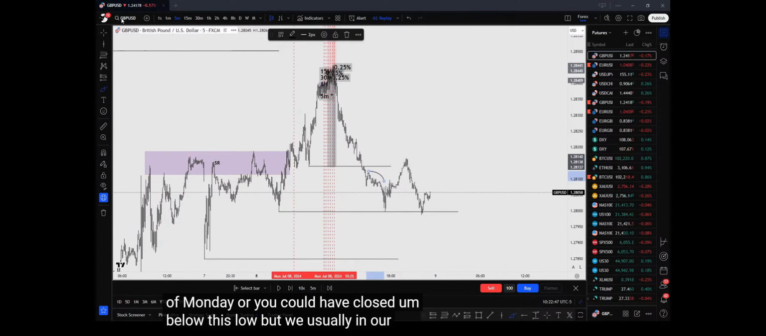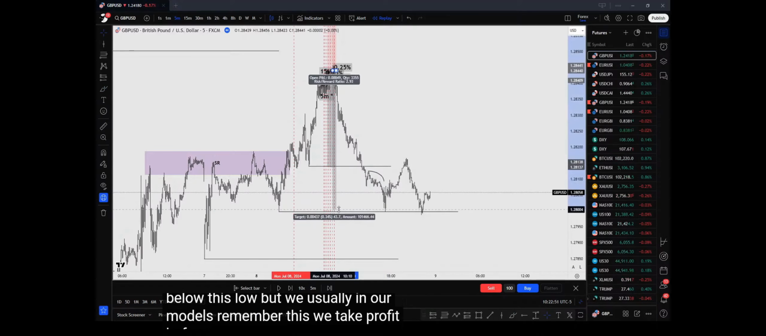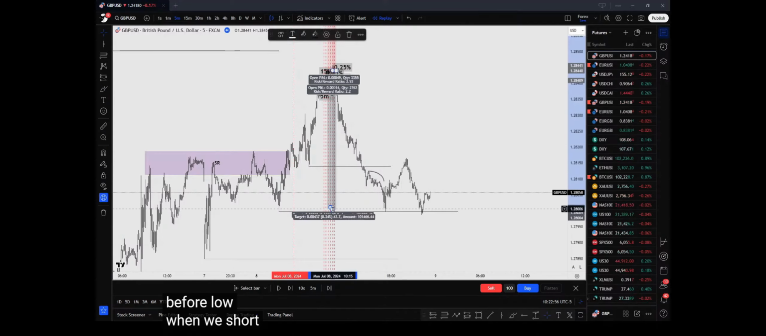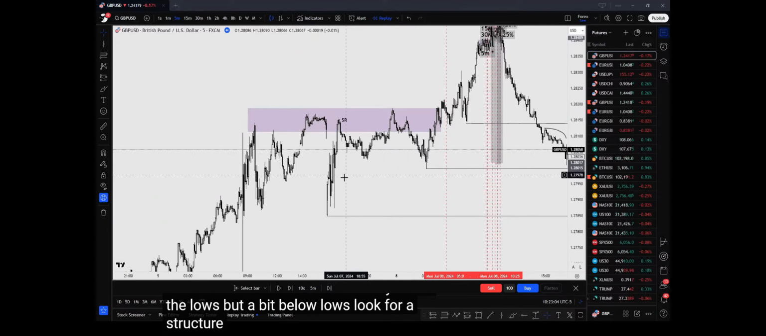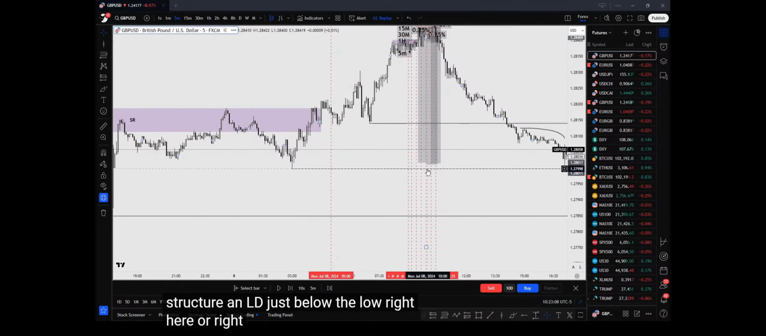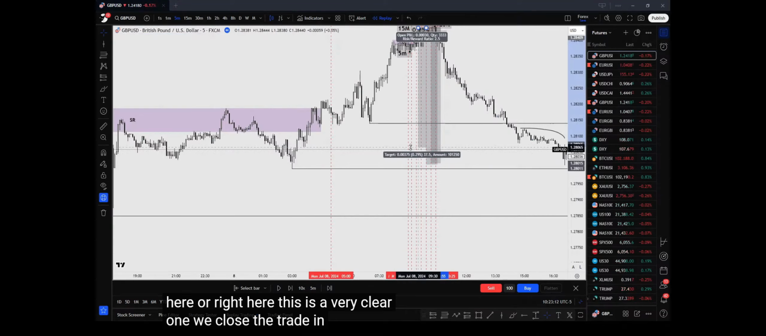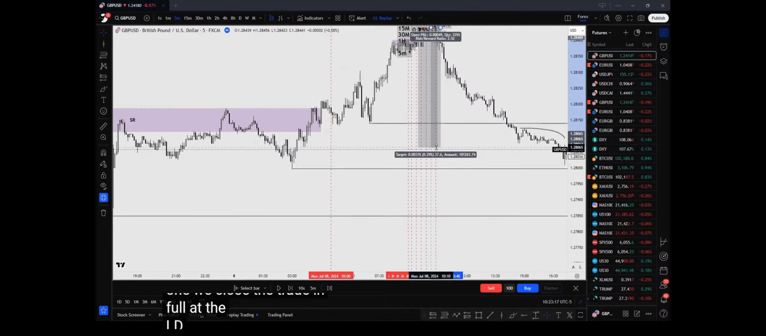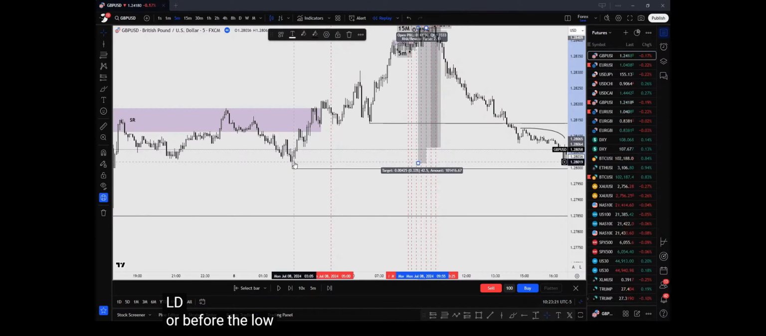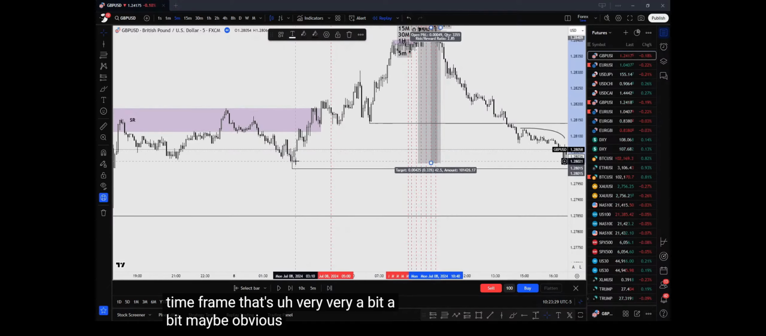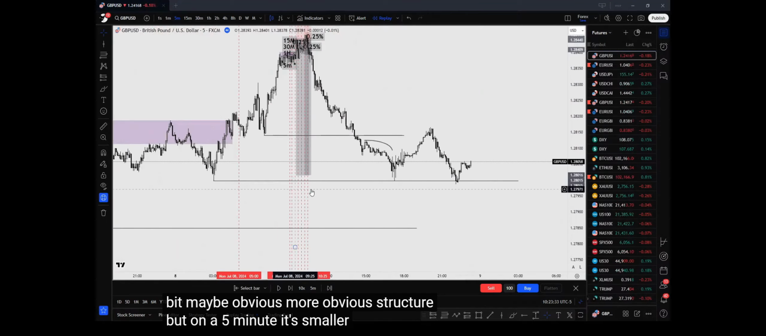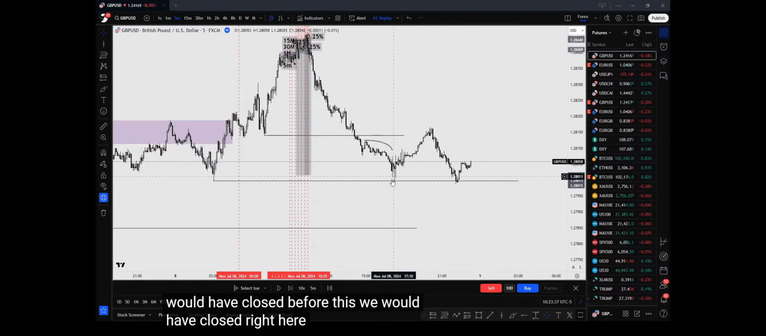But we usually, in our models, remember this, we take profit before lows when we're short, not below lows. Okay, not at the lows, but a bit below lows. Look for a structure, an LD, just below the low, right here, or right here. This is a very clear one. We close the trade in full at the LD, or before the low, at this small structure right here. On the 1 minute time frame, that's a bit maybe obvious, more obvious structure, but on a 5 minute, it's smaller. So we would have closed before this. We would have closed right here, especially it's the end of Monday.